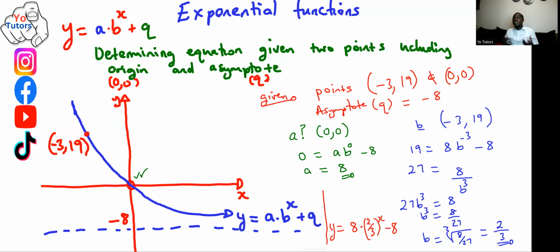So that's what you guys need to understand when you're solving such kind of problems. Just know that we don't need to stress. Know that if you're given the origin and the point, you substitute the origin so that you make y and x 0, then you can find your A first. Otherwise, the Q you will always be given in this case, because you'll be given it as an asymptote. That's how you take it. You take it as an asymptote, and then you are good to go.